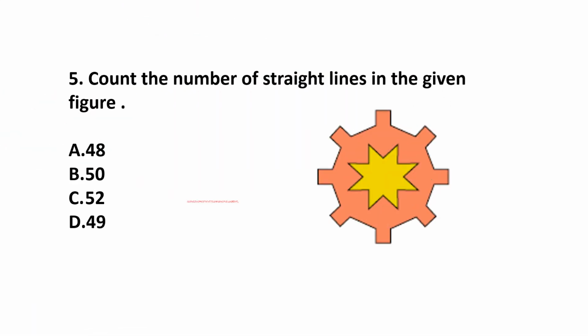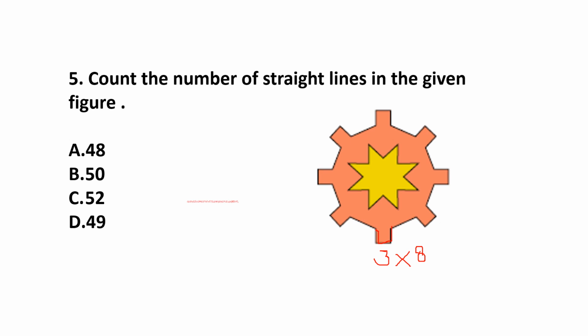Question number 5. Count the number of straight lines in the given figure. Kids, this figure is given. And here, let's count. There is a structure like this. It has 3 lines. And how many structures are there total? Let's count. There are total 8. So, total 3 multiplied by 8 lines are there in this structure.